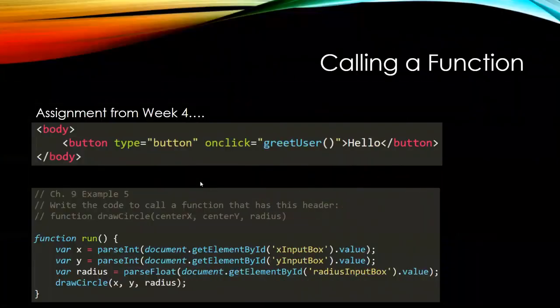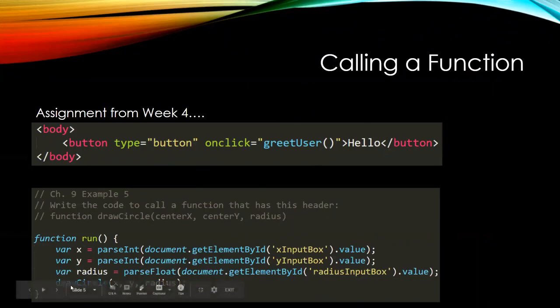Let's see, calling a function. We already talked about this. We've been calling functions from our buttons the entire time. And then we have another example down here at the bottom. Down at the very bottom, we have draw circle, x, y, and radius. That is a function call.